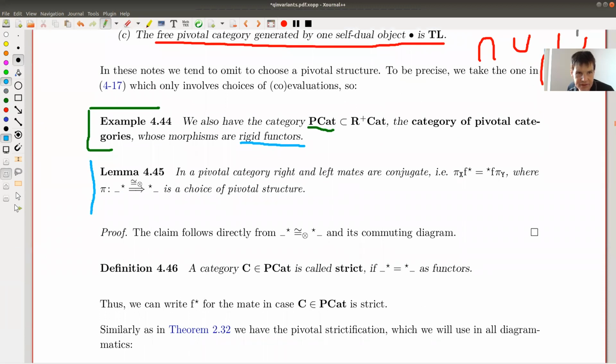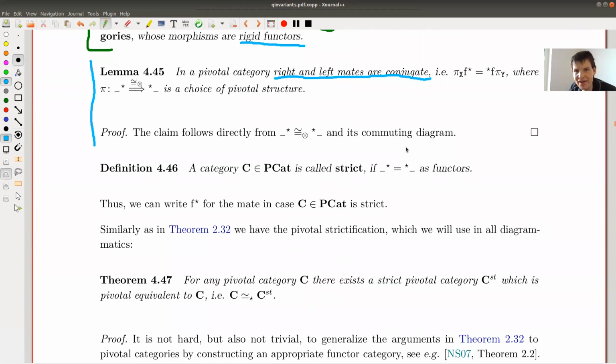Here's a funny lemma you should try yourself. In a pivotal category, left and right duals are conjugate to one another, which basically means they're the same. Not quite the same as conjugate, but basically left and right duality says that objects are isomorphic and the dual morphisms are conjugate. So I kind of can ignore the difference between left and right, and even more, I really can ignore it in the following sense. I would call a pivotal category strict if dualities are not isomorphic as functors, but if they are on the nose equal as functors, then I would call it strict.